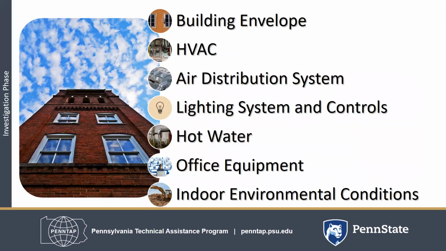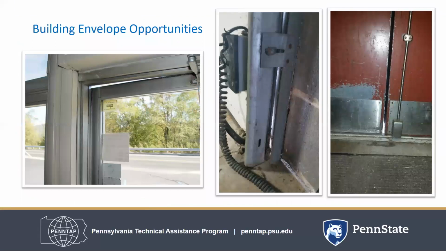These are your common areas to investigate during a building walkthrough. Information collected in this step will be used to identify operational problems and energy-saving opportunities to plan implementation of retuning measures. The next few slides will give you examples of weather stripping, door seals, and window caulking opportunities. Look at the photos. Do you see any images that remind you of your facility?